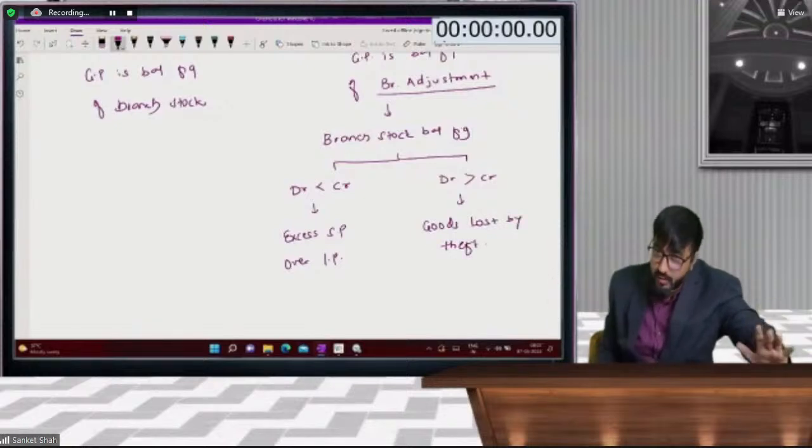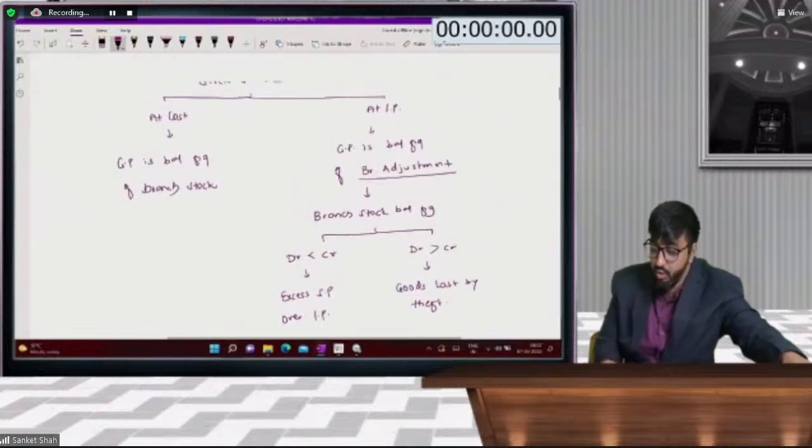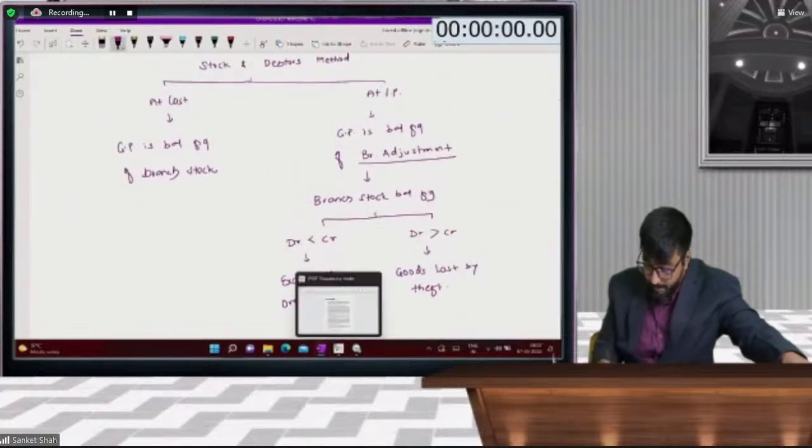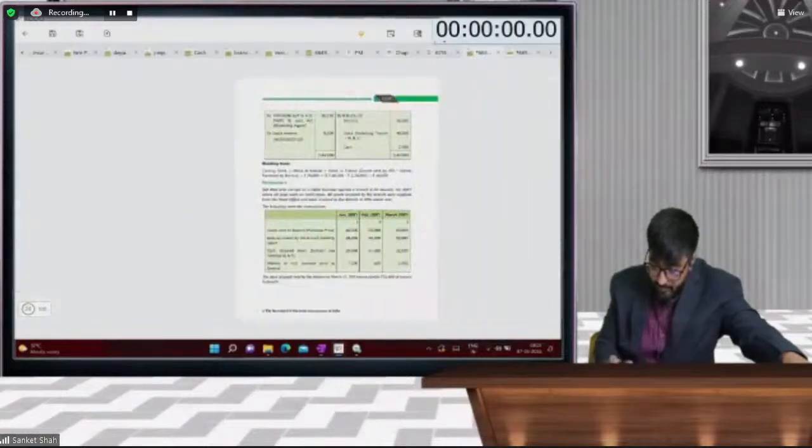Now, please note down these points. I know it's very difficult to understand. We'll solve this question. So we'll take a break of 10 minutes. But in the break, my expectation is that you solve this question.